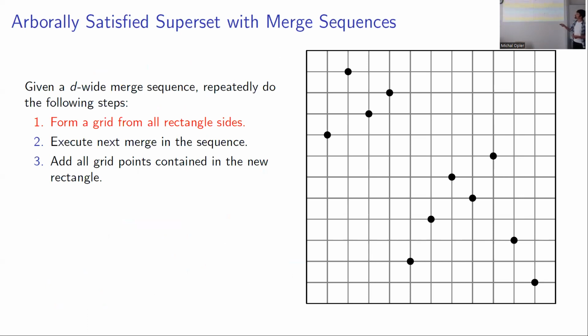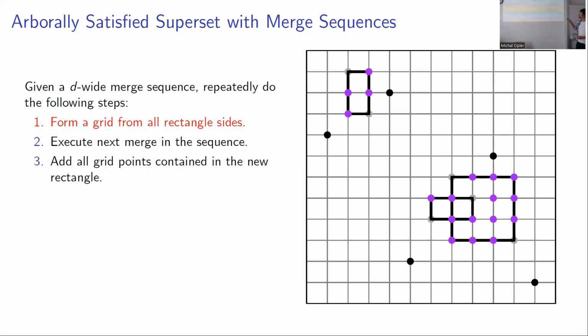Then we execute the next merge in the sequence. So we merge these two rectangles, and we simply add all grid points that are within this new rectangle or on its boundary. In this case, all of them, because the grid is still complete. And we continue. Now nothing happens, but later, when we go back to step 1, some of the rectangle sides have disappeared, so the grid might have gotten sparse. Right now this does not happen, so we execute the next merge, again add all the grid points within this rectangle, and again nothing happens with the grid. We take the next merge, and again add all the grid points.